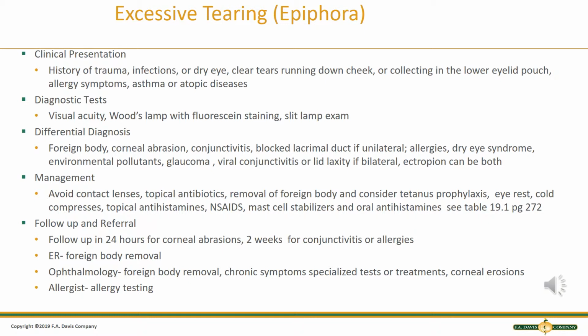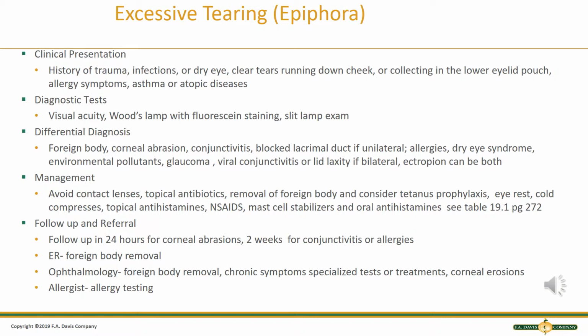For diagnostic testing, you're going to want to always check visual acuity. You can do fluorescence staining with a Woods lamp. A slit lamp exam is typically done in the ophthalmology office. Understand that if the patient has blurred vision, diplopia, photophobia, or eye pain, this could indicate a more serious condition, and you're going to want to send them on for immediate evaluation.